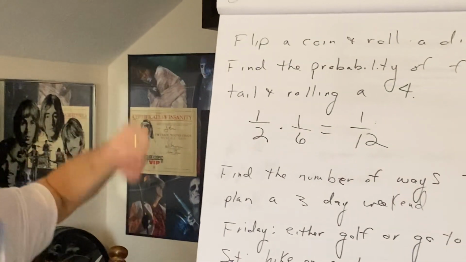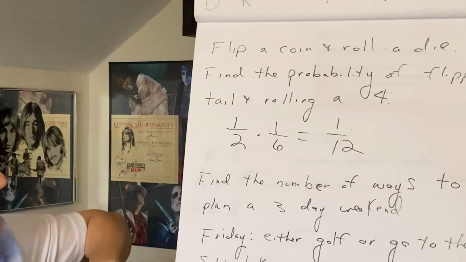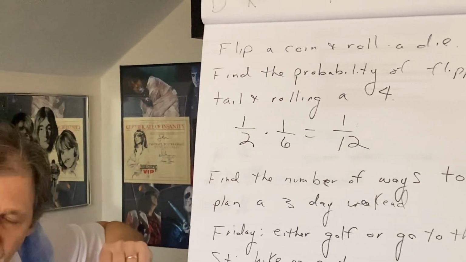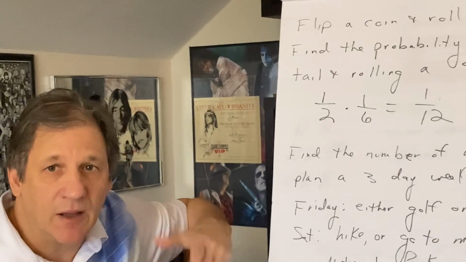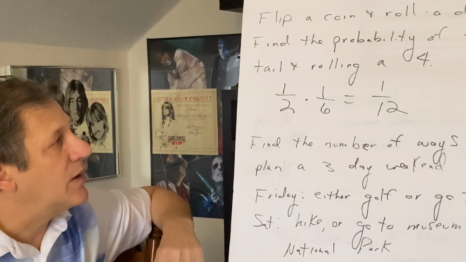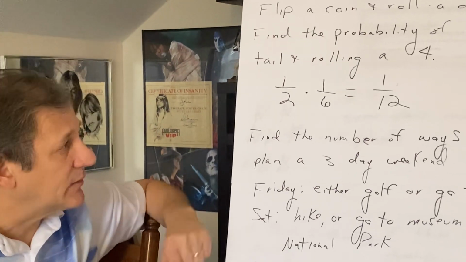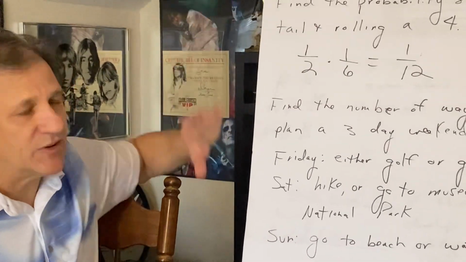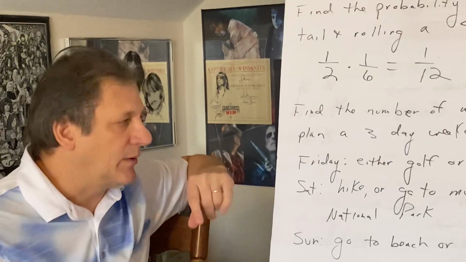So to flip a coin and to roll a die, let's just say we want to find the probability of flipping a tail and rolling a 4. Well, the probability of flipping a tail is 1 out of 2. Probability of rolling a 4 is 1 out of 6. We multiply them together, we get 1/12. That's the first kind, where you're multiplying probabilities.